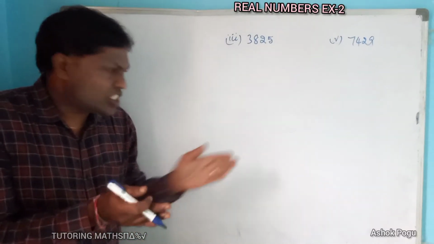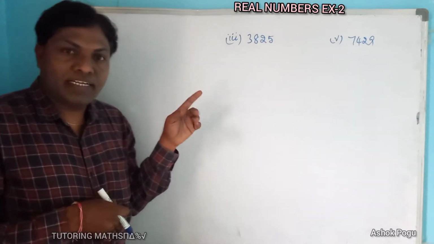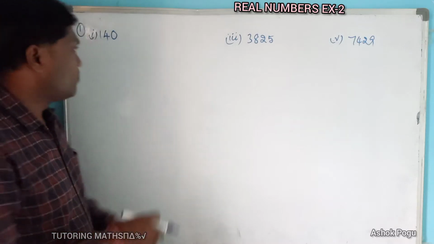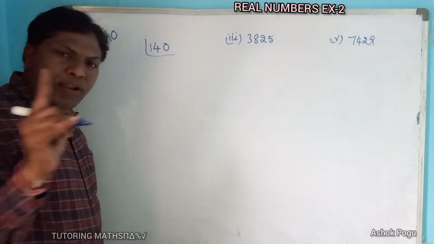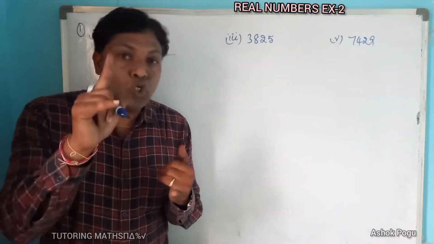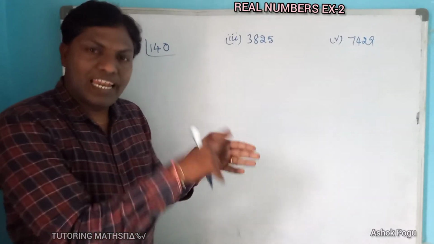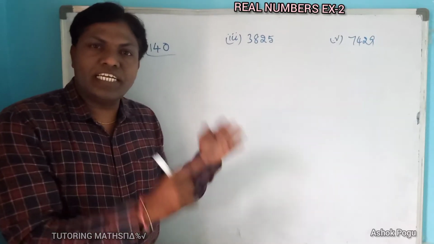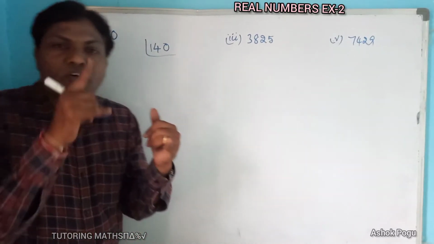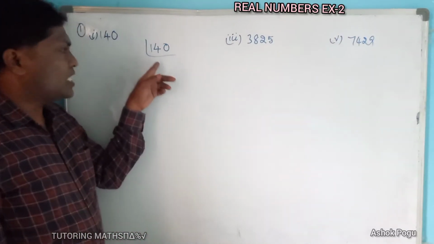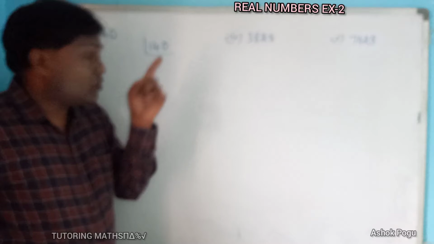How do we find the prime factors? I just explained a small example, and in the introduction to real numbers I also explained how we find the HCF of numbers. What is the first number? 140. What is the first prime number? 2 is the first prime number. Next 3, 5, 7, 11, 13, 17, 19, 23, 29. So like that we get prime numbers. But first of all we should start with the first prime number 2. Check whether it is divisible by 2. Yes, because the last digit is 0, it is divisible by 2.